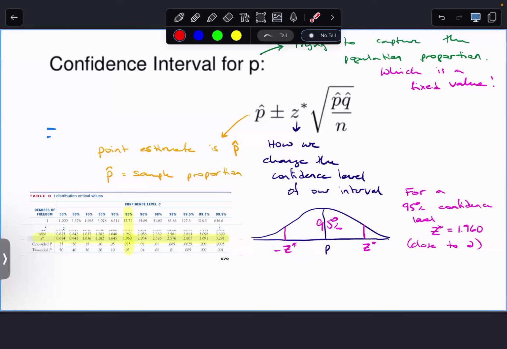Well, then this, going back to our formula here, this is the standard error of p hat, right. What color haven't I used here? Maybe I'll use green again. This is the standard error of the point estimate, which is p hat in this case, which is going to take the place of the standard deviation, which is the spread of the point estimate.